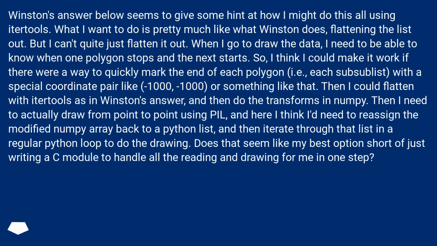Winston's answer below seems to give some hint at how I might do this all using itertools. What I want to do is pretty much like what Winston does, flattening the list out. But I can't quite just flatten it out. When I go to draw the data, I need to be able to know when one polygon stops and the next starts. So, I think I could make it work if there were a way to quickly mark the end of each polygon, i.e., each sub-sublist, with a special coordinate pair like -1000, -1000, or something like that.